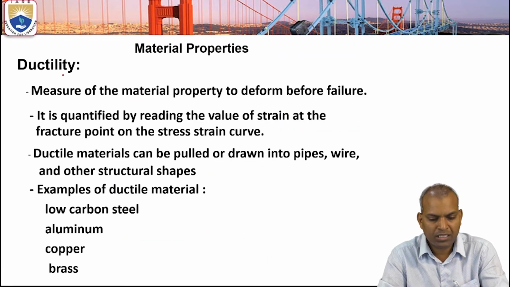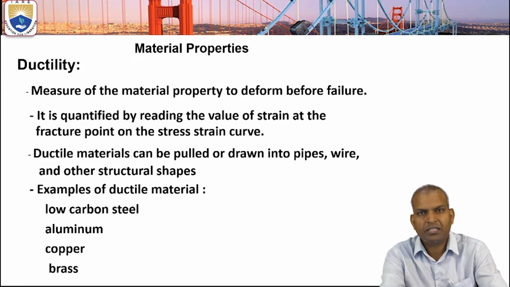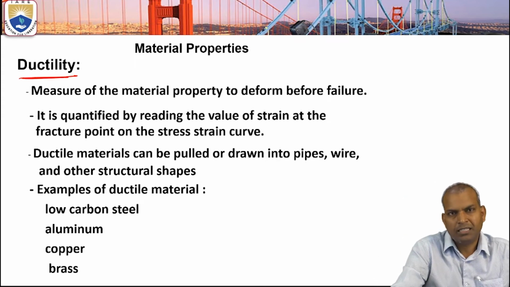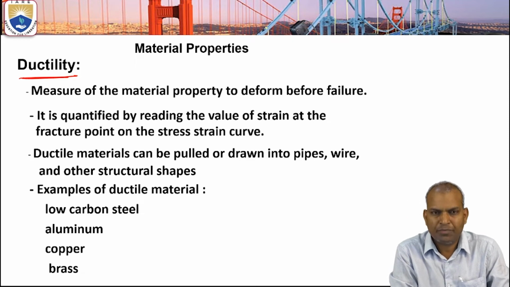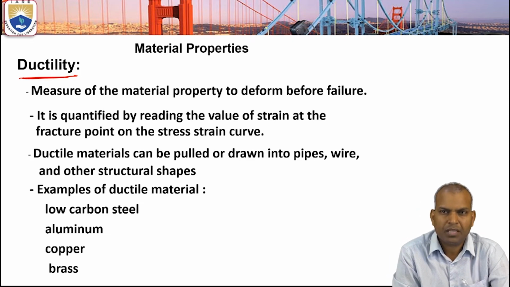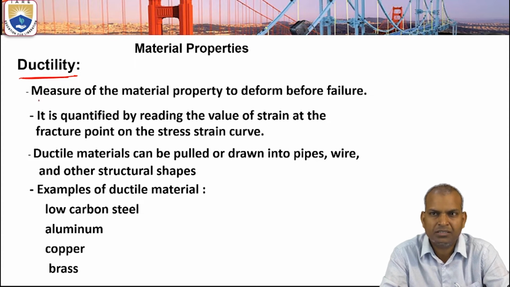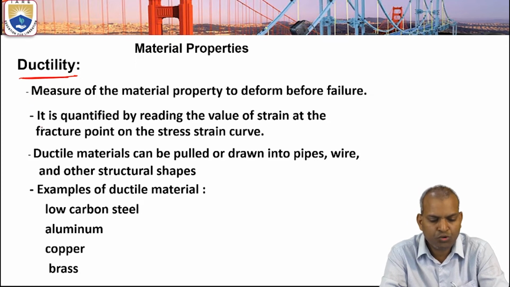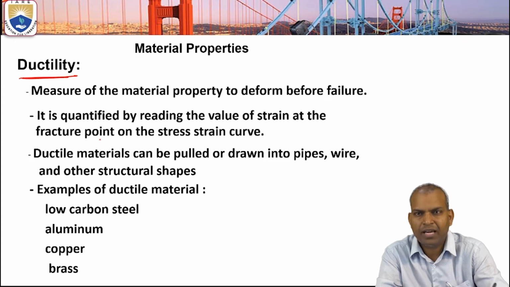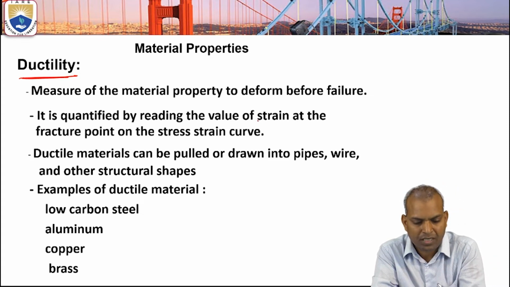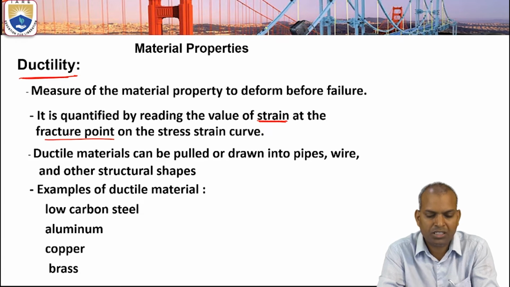Okay, and one more thing, the next important property is ductility. What is ductility? Ductility is also a measure of the material property, and the main property of ductility means what? Deformation. More deformation takes place before failure. And how to quantify it? It is quantified by reading the value of the strain at the fracture point on the stress strain curve.